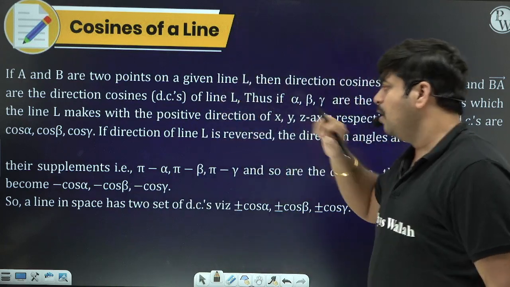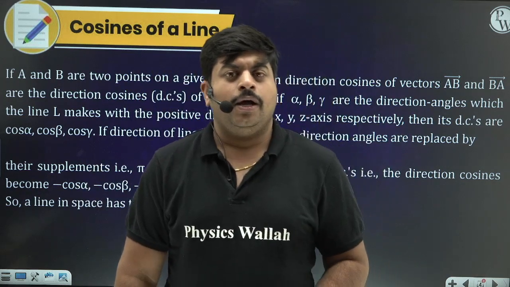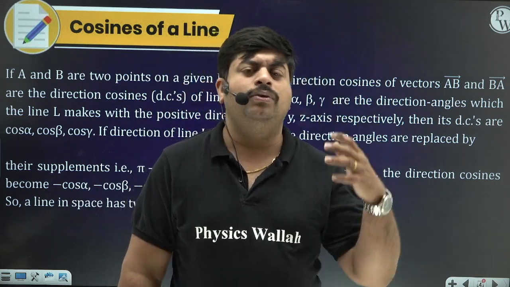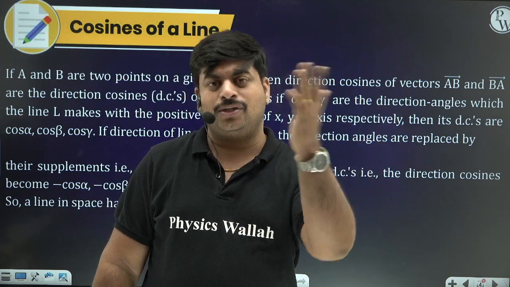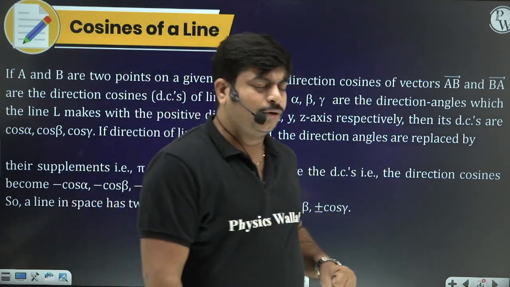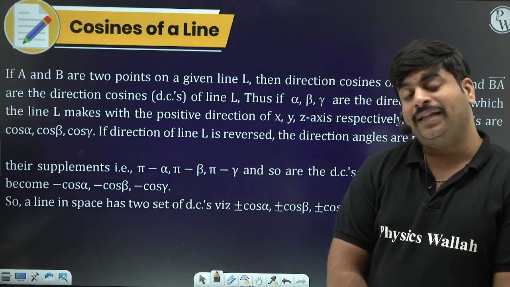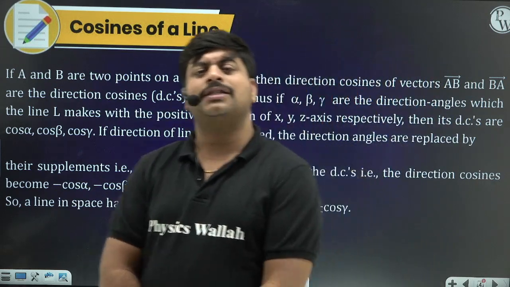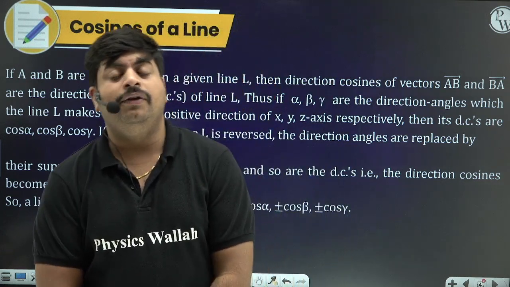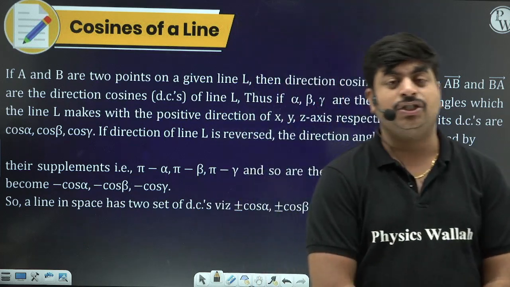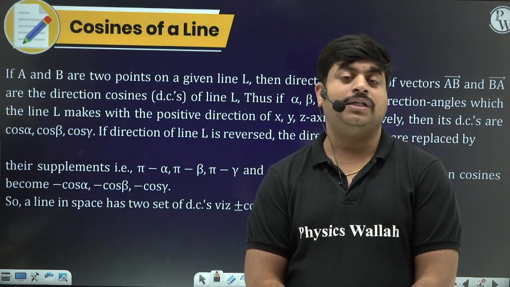In 2D geometry, we have something called the slope of a line. The slope says how the line is oriented, or the angle between the x-axis or y-axis and that line, so we can conclude how the line is oriented towards the axis. But in 3D geometry, as we have three different axes, x, y, and z, we cannot directly say slope. So we talk in terms of cosines, directional cosines, which give an idea of how the line is oriented with the different axes.